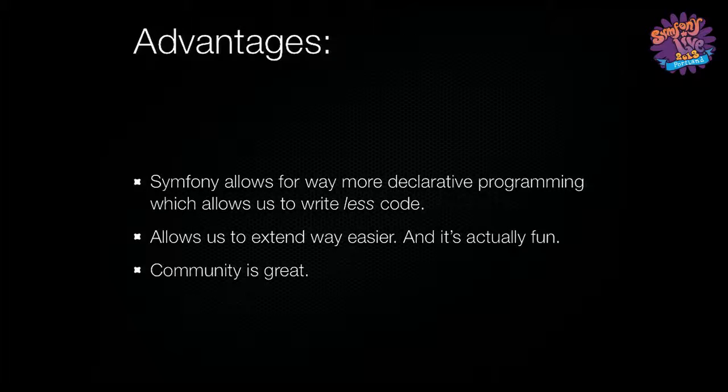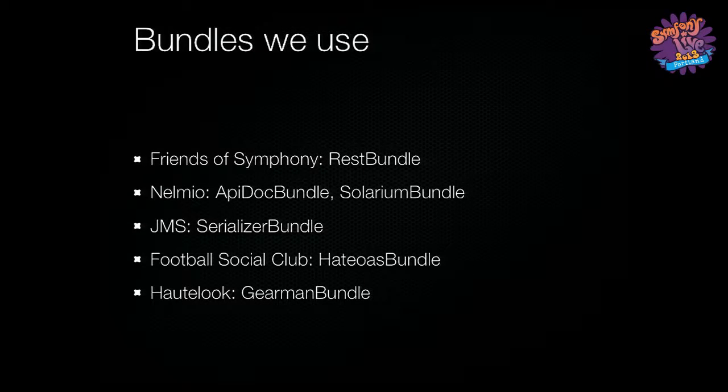So what are the bundles we use? Really, there shouldn't be any surprises to anyone who's doing what we do. We use the REST bundle, even though we only use small parts of it. And we use the API doc bundle, and I'll get into that in a little while, and the Solarium bundle to deal with Solr. We use the serializer from JMS, which is extremely powerful. Then the HateOAS bundle. How many of you have heard of the HateOAS bundle? Okay, not very many, so it's probably good that I'll get into that a little. And finally, we use our own Gearman bundle.